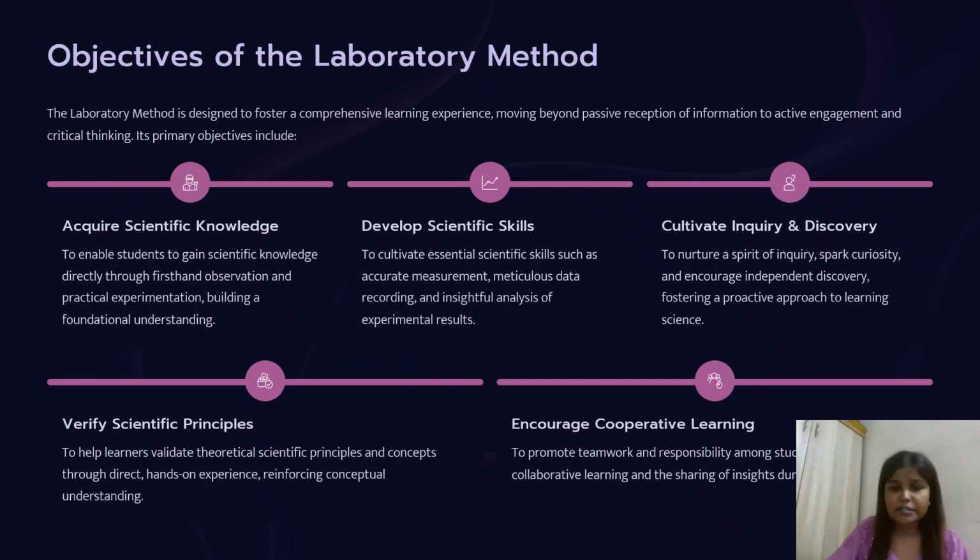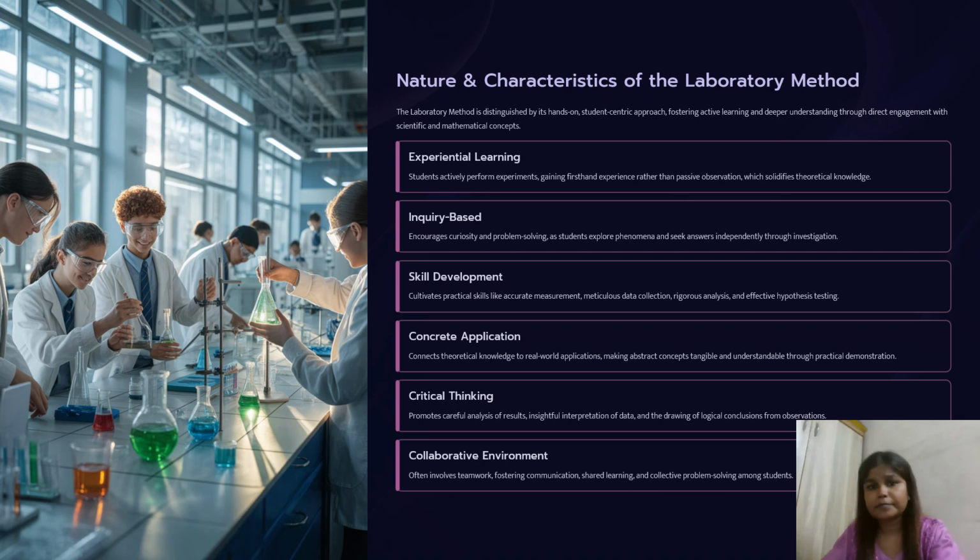We discuss the objectives and characteristics of the laboratory method. The main objectives would be to help students acquire scientific knowledge through first-hand experiences. It develops scientific skills like observation, measurement, and analysis. It encourages inquiry and independent discovery. It verifies theoretical principles through experimentation, and it fosters teamwork and collaboration. What are the key characteristics of the laboratory method? They would be preparation and planning, problem identification, hypothesis formation, experimentation, observation and data recording, analysis and interpretation, conclusion and evaluation.